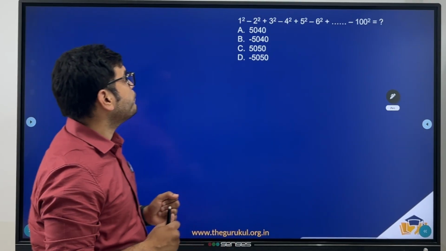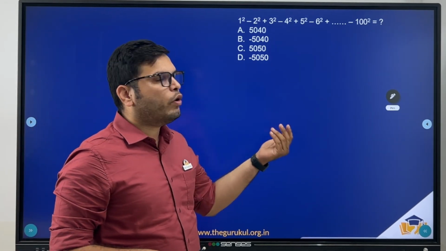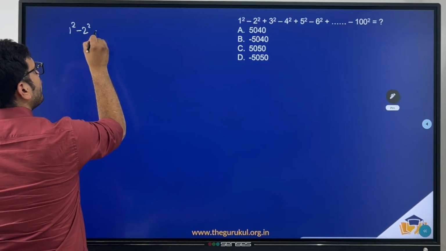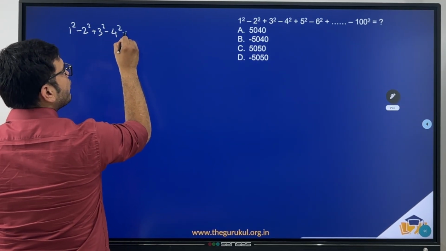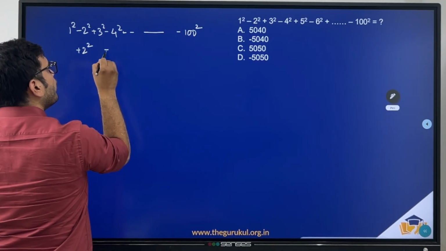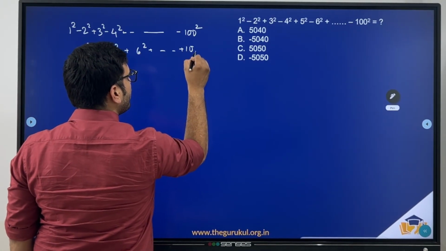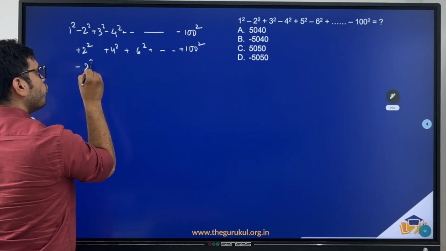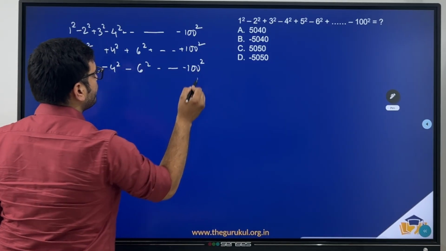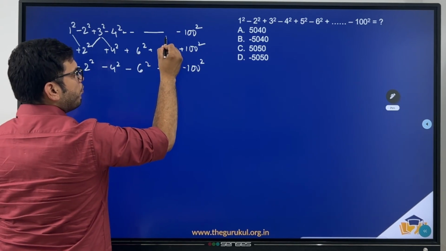Now coming to the fourth question. 1 square minus 2 square plus 3 square minus 4 square plus 5 square minus 6 square so until minus 100 square. Now what I will do is, I will be adding 2 square plus 4 square plus 6 square so until plus 100 square, and at the same time I will be subtracting 2 square, 4 square, 6 square so until 100 square, right? So 1 square plus 2 square plus 3 square plus 4 square so until 100 square.